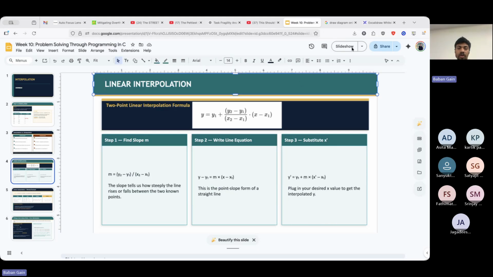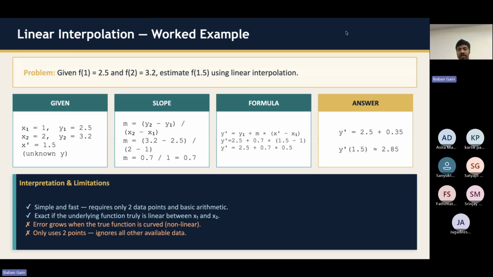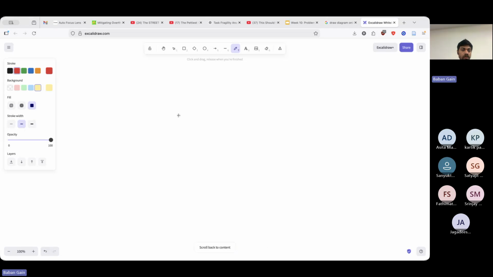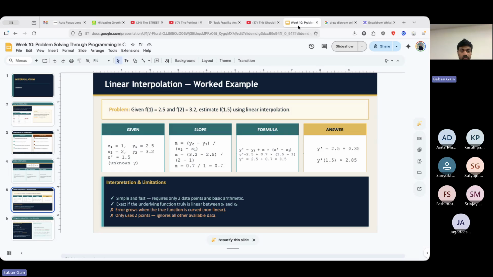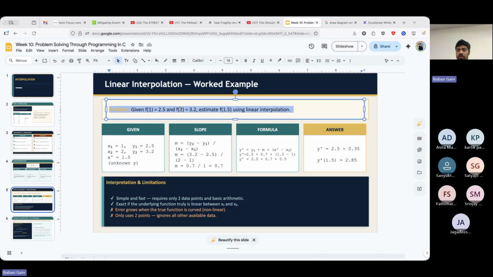Okay, then if we take a linear interpolation example, like I showed in the graph previously, just assume that you have f of 1 is 2.5 and f of 2 is 3.2. So again, for simplicity, let me draw a graph. So f of 1, let me just also copy this.